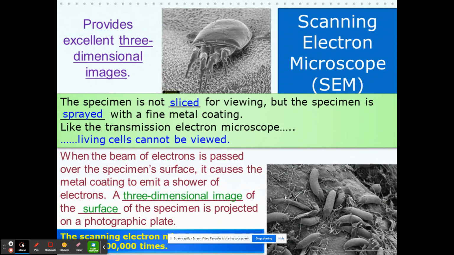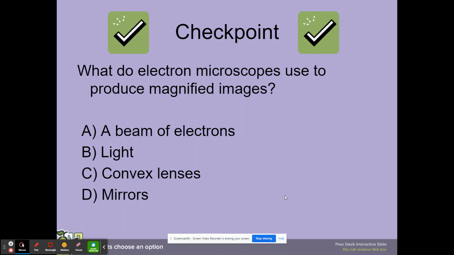It's not sliced for viewing, but the specimen is sprayed with a fine metal coating, and like the transmission electron microscope, living cells cannot be viewed, because it's going to be on the surface, right? You're not shooting through it, so it's not going to die, but it's more on the surface, and it creates that 3D image of whatever specimens you're looking at.